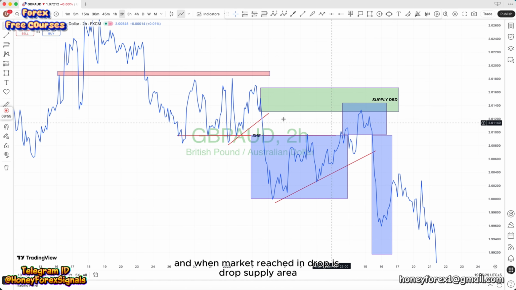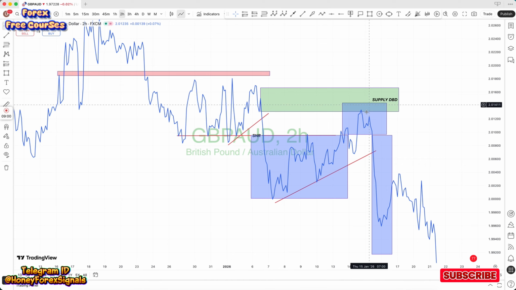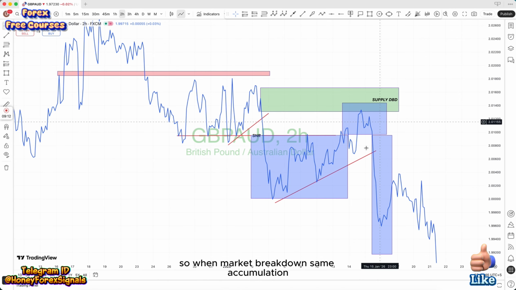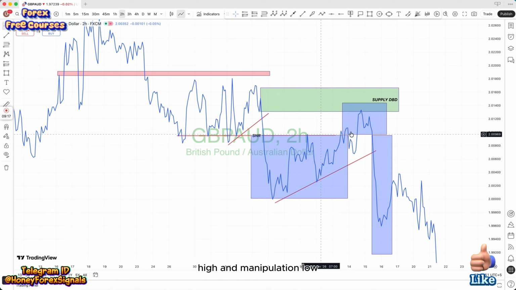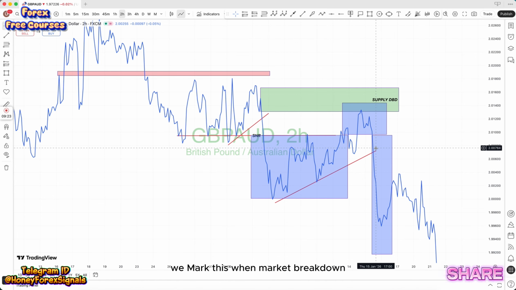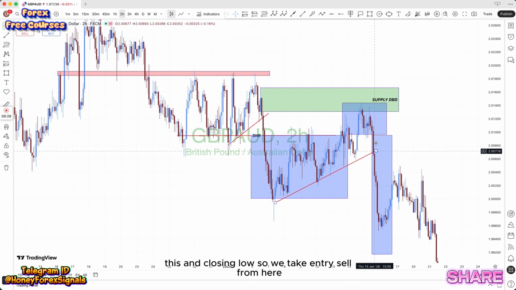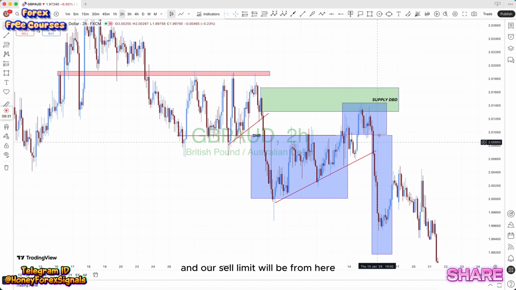And when the market reaches the drop supply area, we can take entry from here, and our stop loss will be above this resistance high. So when the market breaks down, same accumulation, high and manipulation low. We mark this when the market breaks down. This and the closing low, so we take a sell entry from here, and our sell limit will be from here.